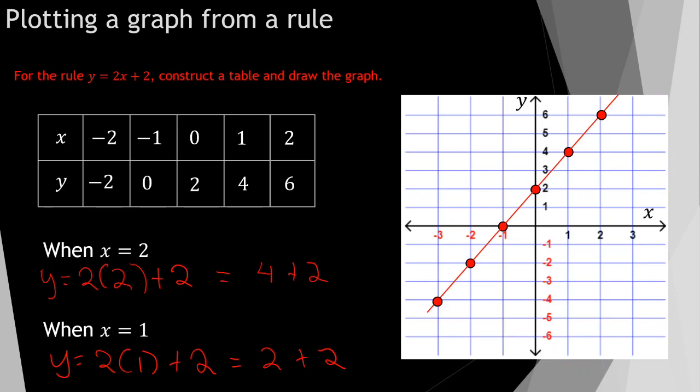Now it's really important that if you draw your graph in your book, that you actually label the axes. So you've got your x-axis and your y-axis. Make sure you use a ruler to draw your straight line, otherwise it won't be straight. And this is pretty much all you need to do in terms of graphing from a rule.